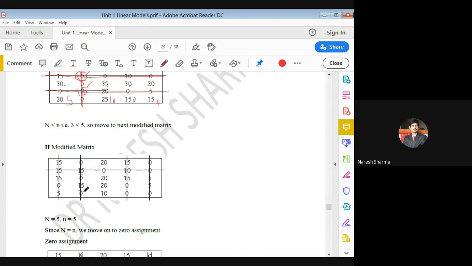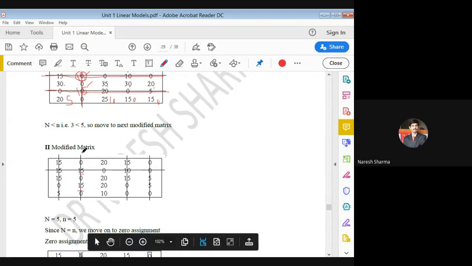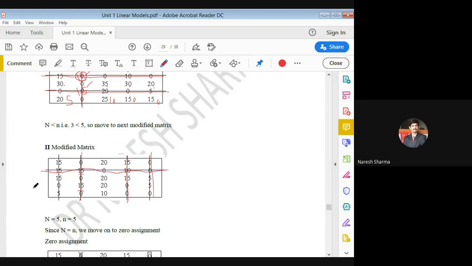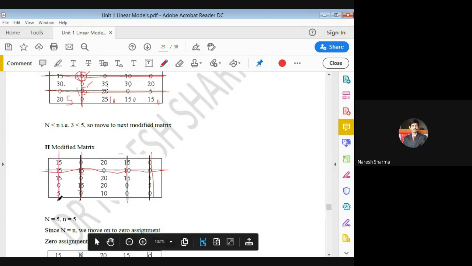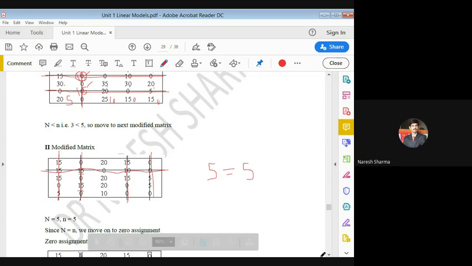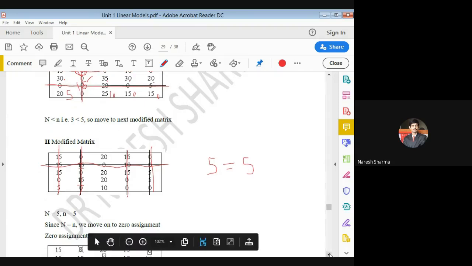Once you do that, you again cover the zeros. If you see here, we have three zeros in this, so we cover these column-wise because it covers the maximum zeros. Now here we have two zeros, so we can cover this again. Now we have one zero, so we can cover this by using this one. You may use this one or you may use this one. It's your choice, it doesn't affect your answer. So at this stage, the 5 lines cover the zeros, which is equal to the number of rows and columns. So once you do that, it requires the zero assignment.